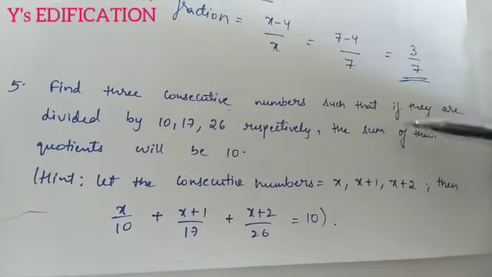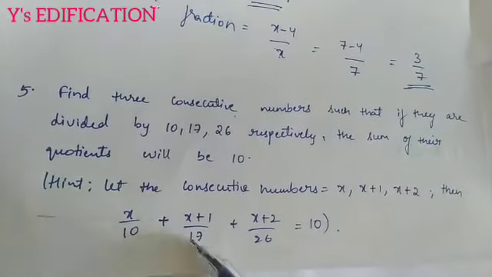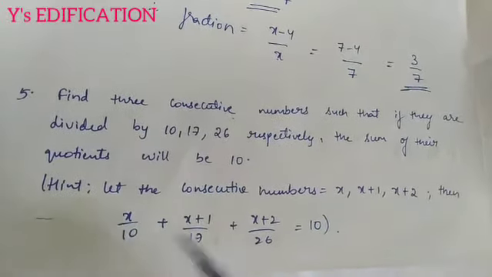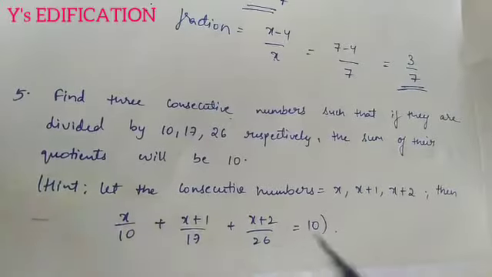So when they are divided by 10, 17, 26 respectively, the sum of the quotients will be 10. Okay. So x by 10 plus x plus 1 by 17 plus x plus 2 by 26 is equal to 10.